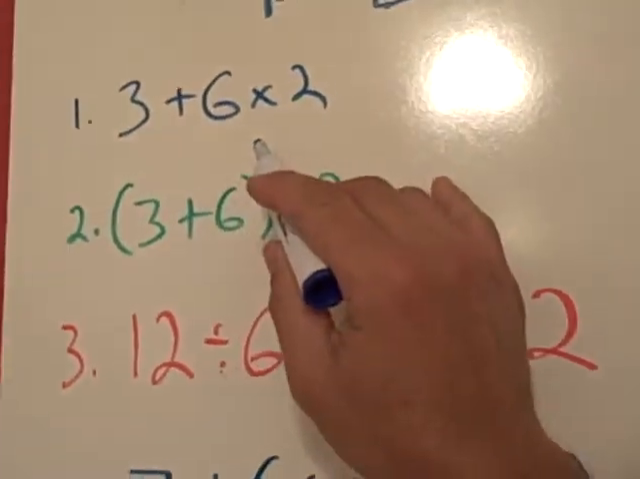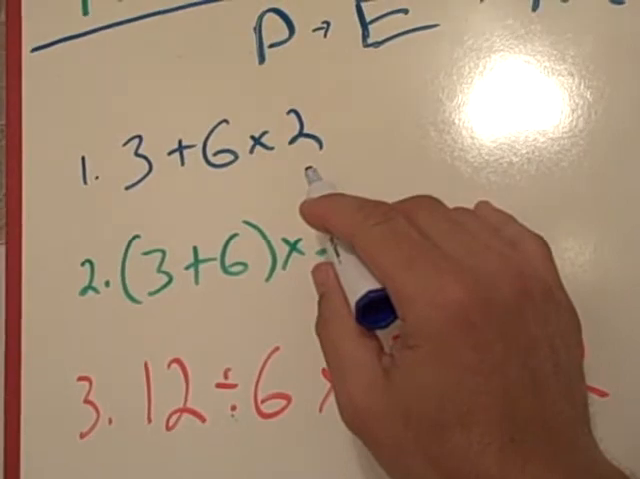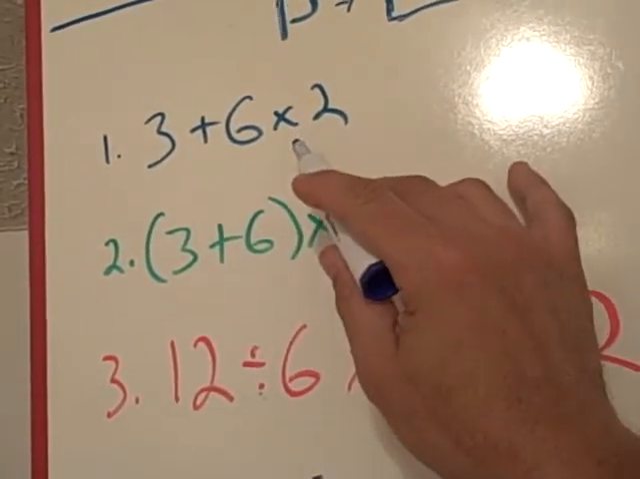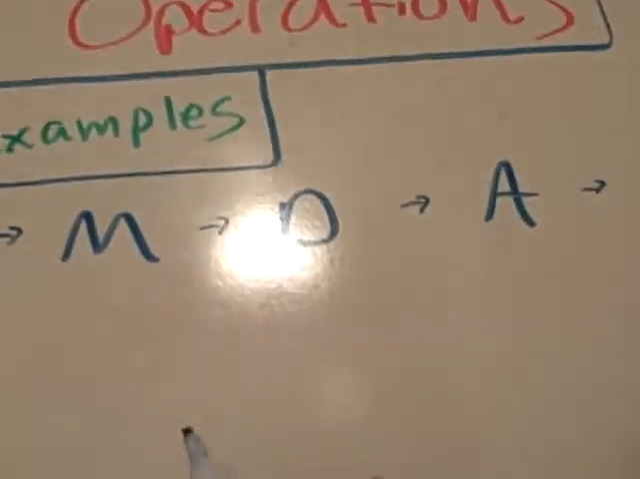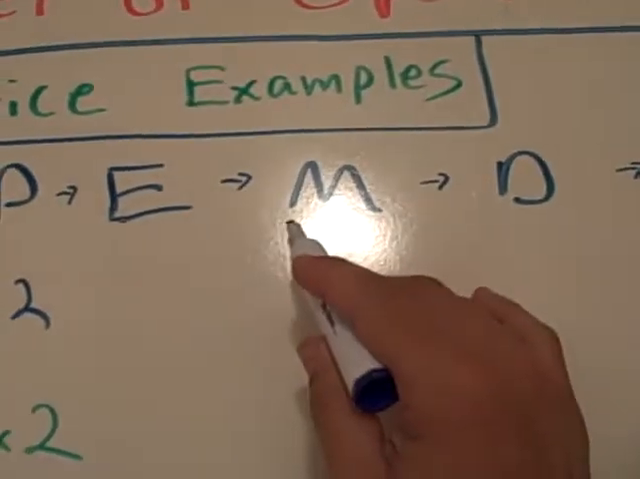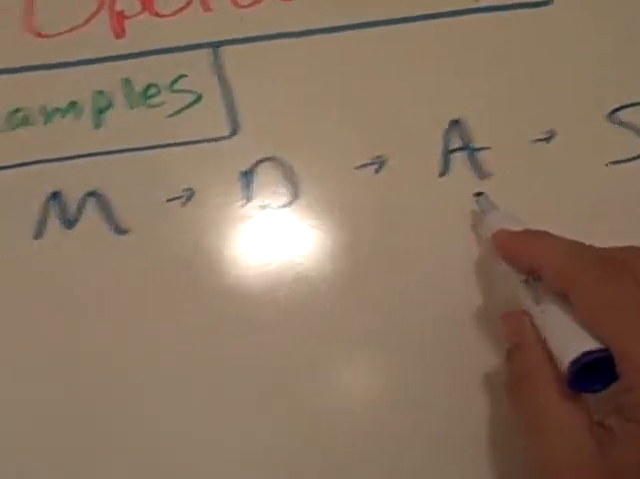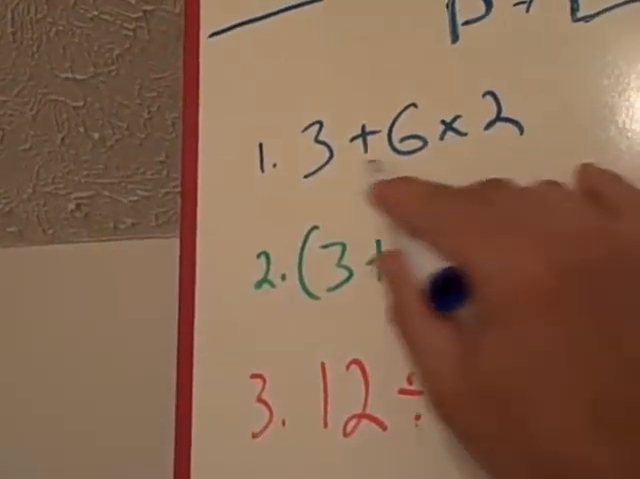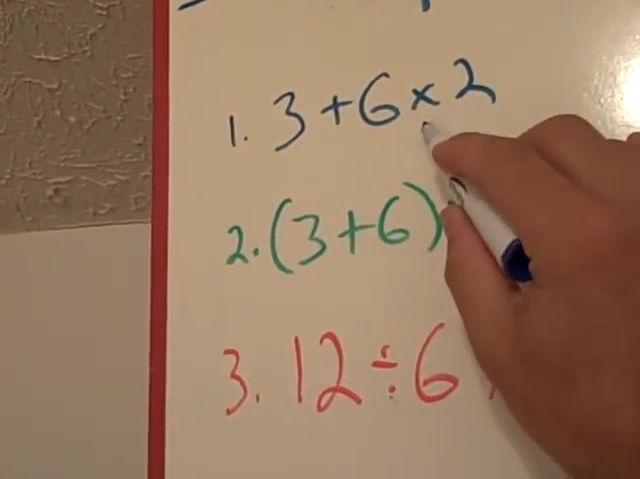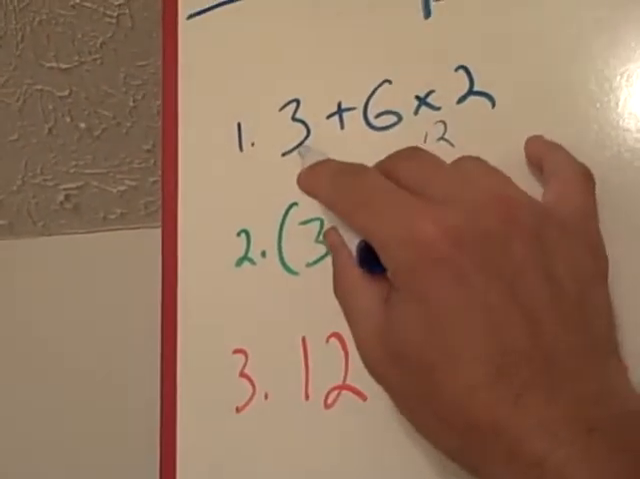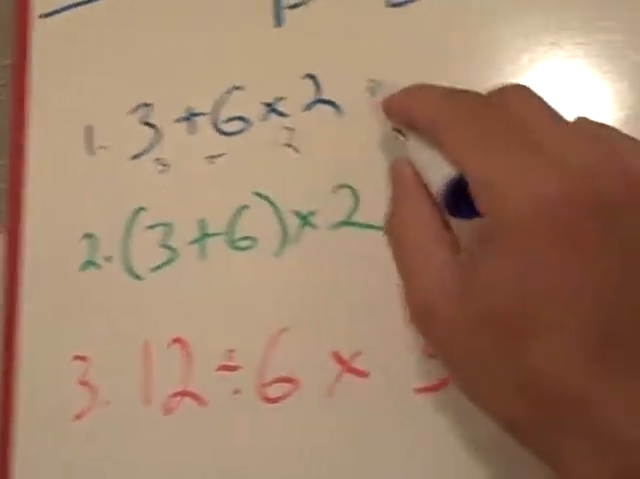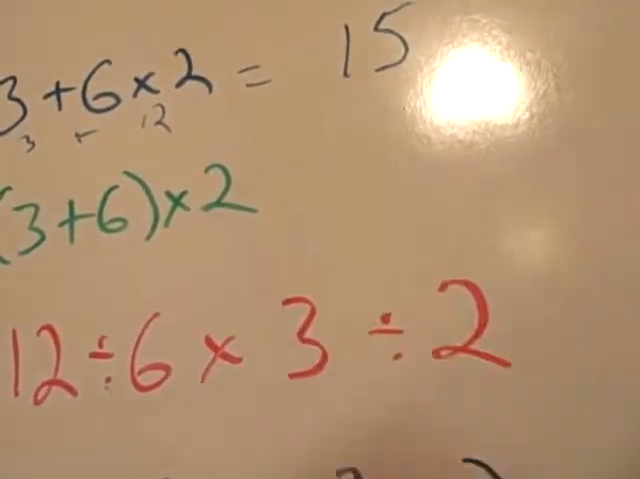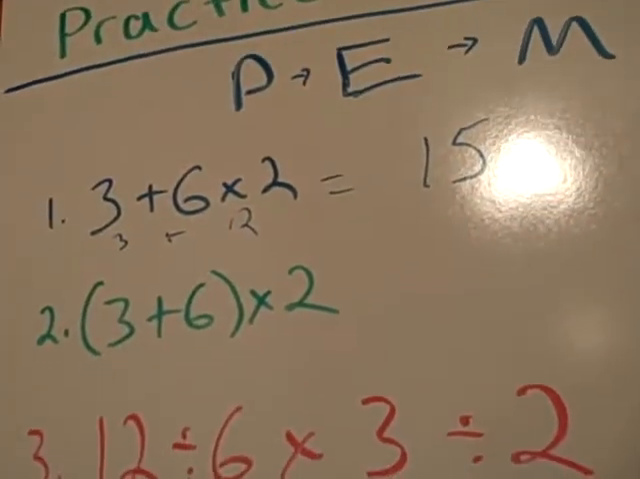3 plus 6 times 2. Here I just have addition and a multiplication. According to this, multiply before I add. So 6 times 2 I'm going to do, and that's 12. I have 3 plus 12, that equals 15. That's the way I do it.